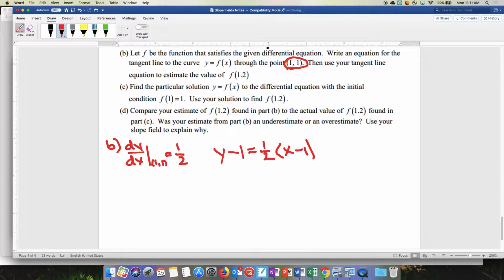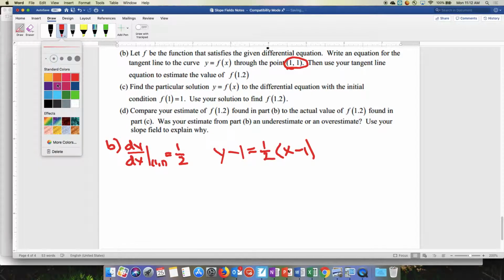Okay. Now what's nice about this is they want us to estimate f of 1.2. What does that mean we need to do? Plug in 1.2. Don't get too complicated here, buddy. We have numbers to work with here, okay?